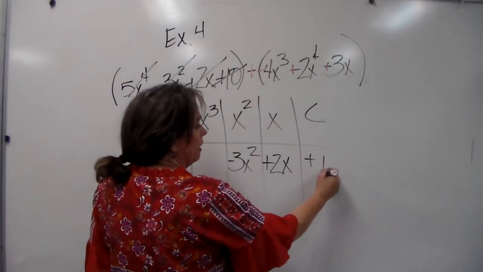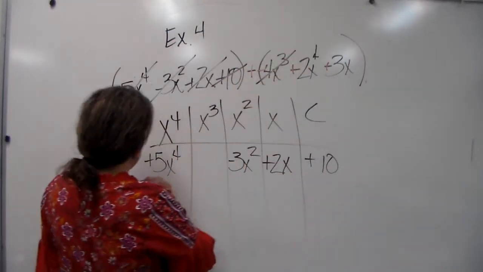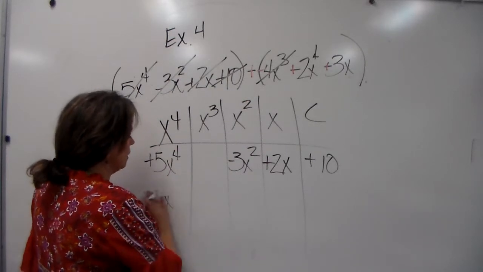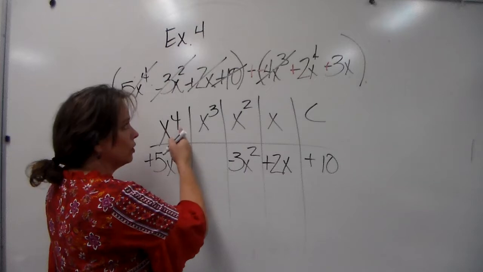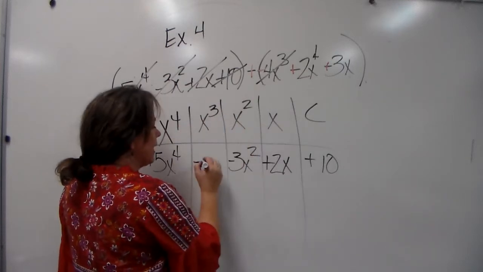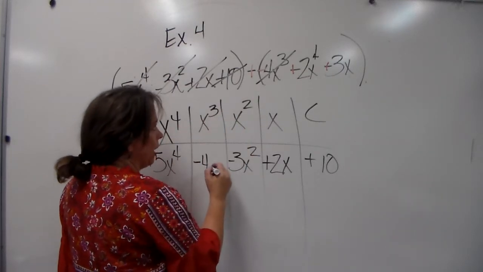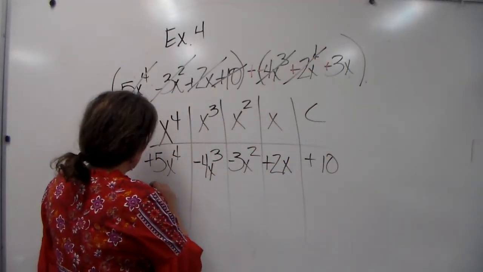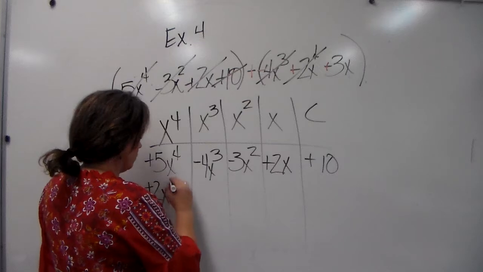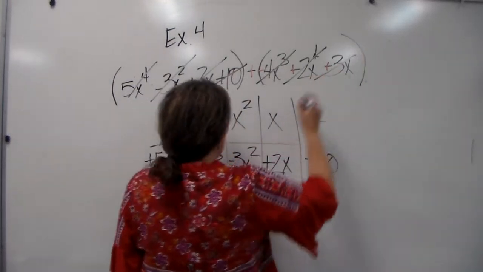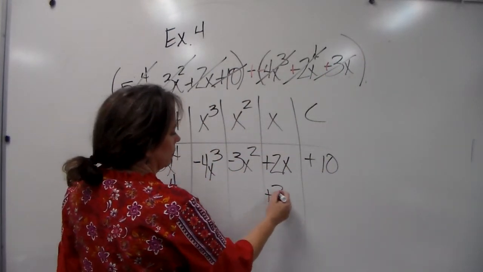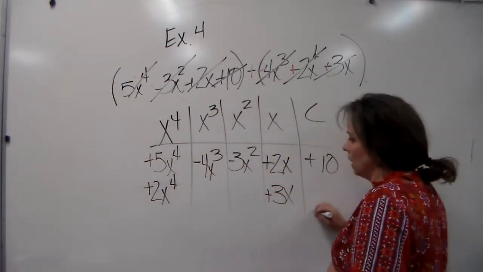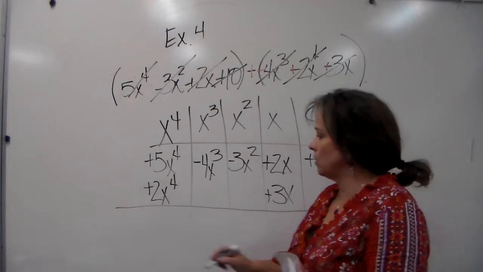Here's a plus 10. Minus 4x cubed goes in that, oops, I almost put it in our x to the fourth column. It goes in our x cubed column, right? So be really careful. Plus 2x to the fourth, plus 3x. All right? Now we've sorted all of our terms, and now we're going to combine like terms.